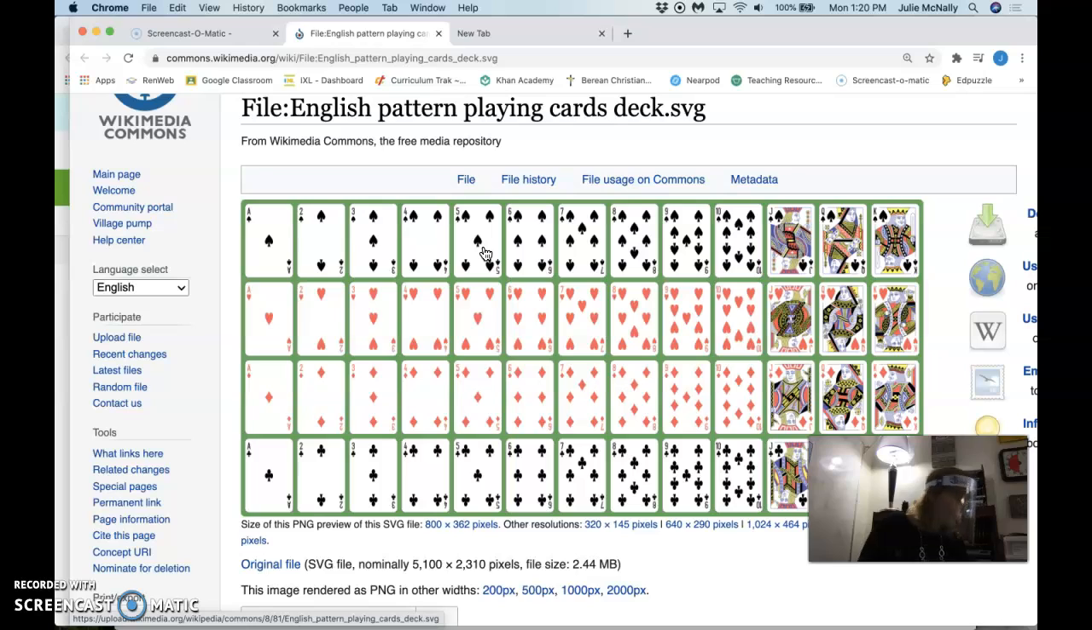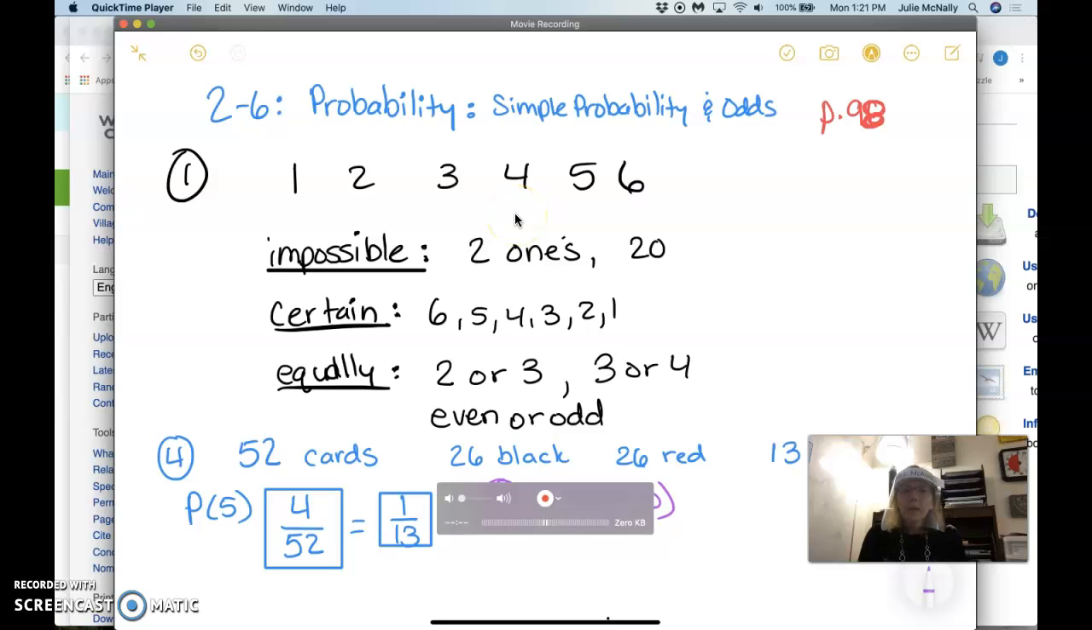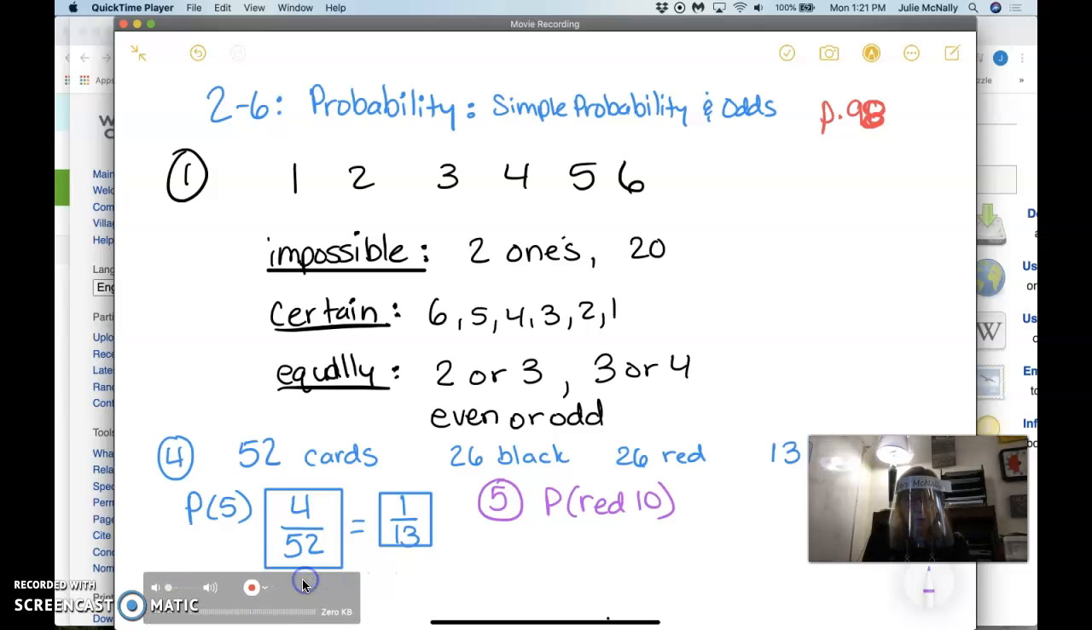So number 5 says, what is the probability, now this one gets a little more specific, of pulling a red 10? Oh, I'm on the wrong screen. I'm so sorry. Okay. So this thing is in my way. There we go. So make sure you write this down, okay? When you see that P, that just means probability, and then of a red 10.